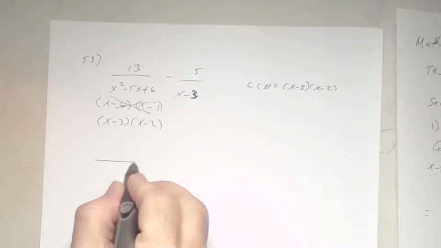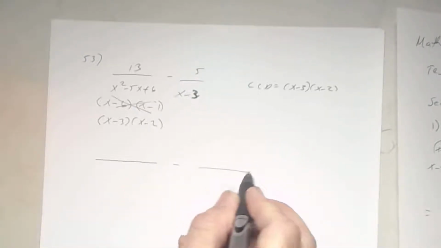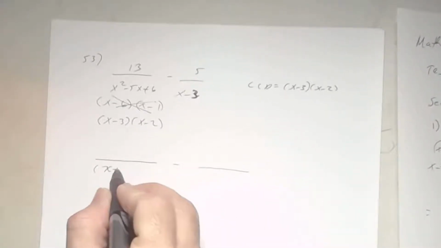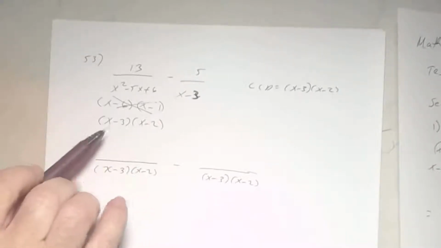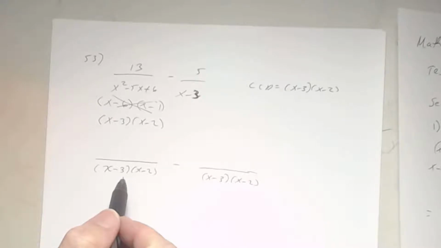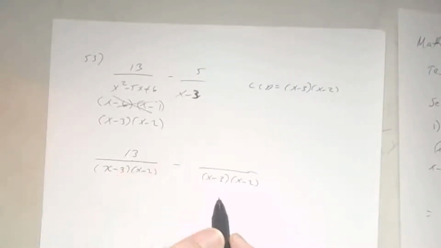So the next step is to write equivalent fractions. So you're going to write two fractions with that LCD. The left side's going to be the same. And the right side, you got to multiply by x minus 2. Now, on the first fraction, this denominator is exactly your LCD, so you just rewrite the numerator. So that'd be 13, right?